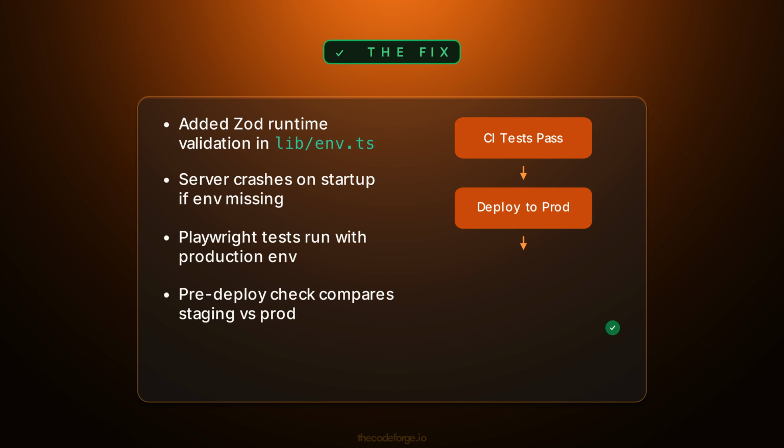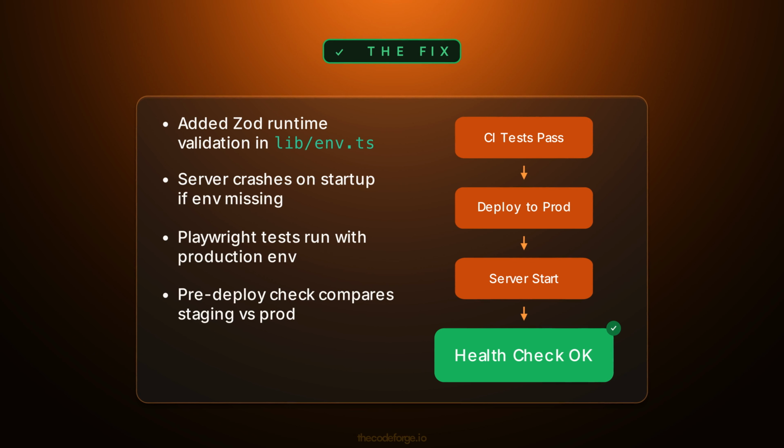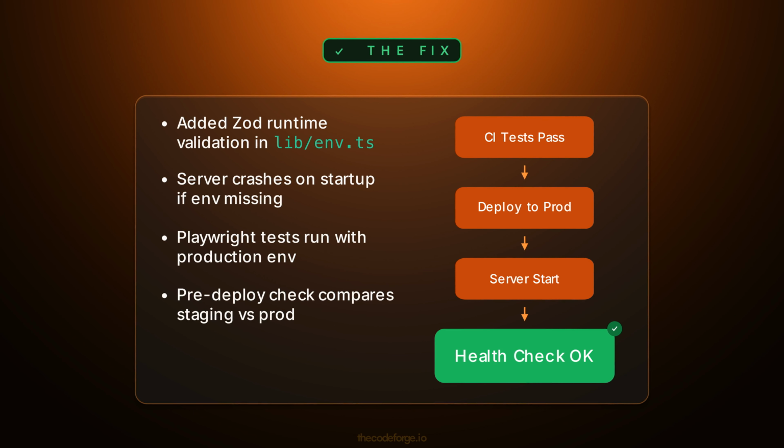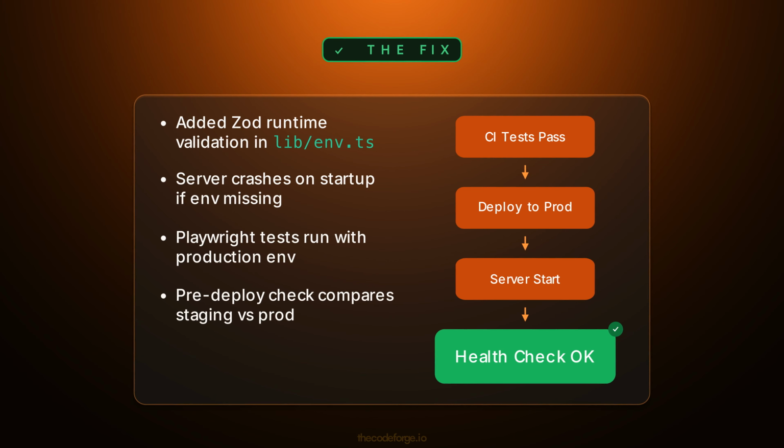The fix involved adding a lib/env.ts file with Zod schema validation that runs at startup and crashes the server with a clear error if any required variable is missing. Playwright tests were updated to use a production-like environment file. A pre-deploy CI step now compares environment variables between staging and production.